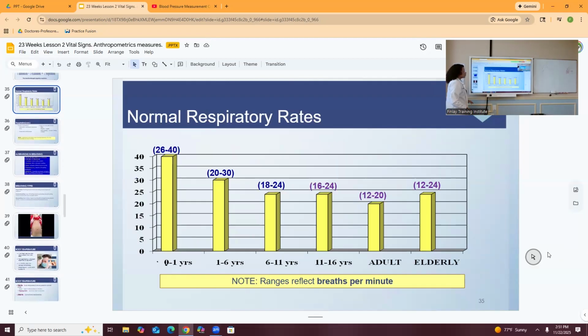The respirations also change with the age. From 0 to 1, the breathing per minute goes from 26 to 40. From 1 year to 6, the respirations go from 20 to 30. From 6 to 11 goes from 18 to 24. From 11 to 16 goes from 16 to 24. Adults and elderly go from 12 to 20. And in the elderly patients, we can accept as normal up to 24 per minute.